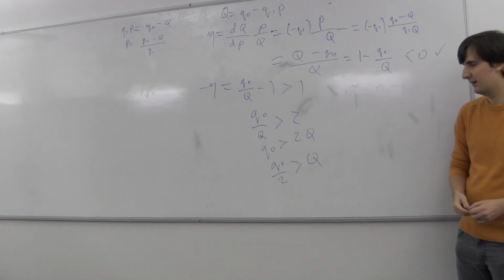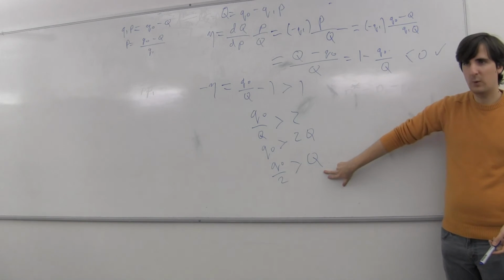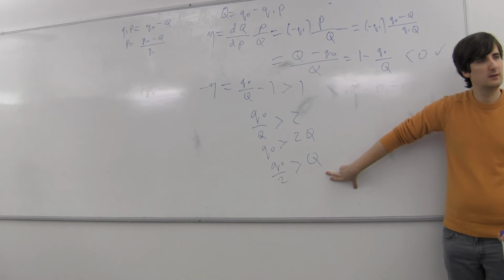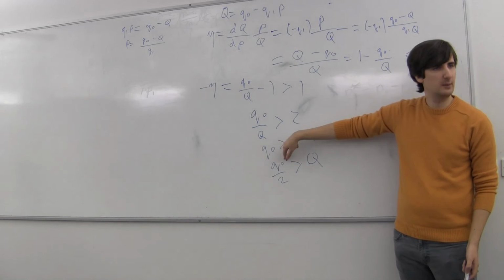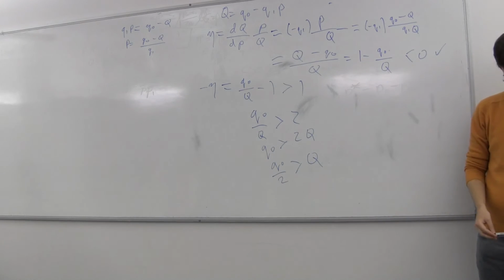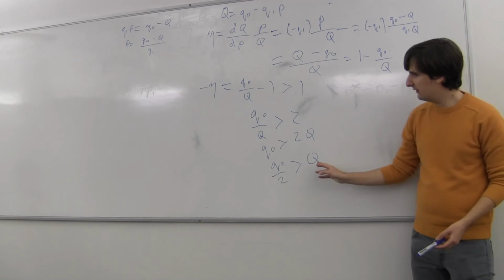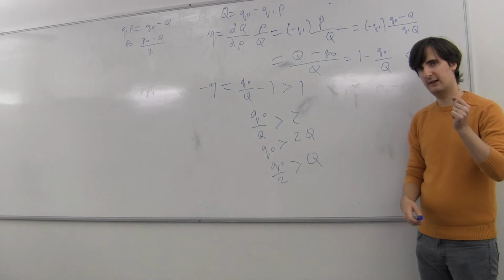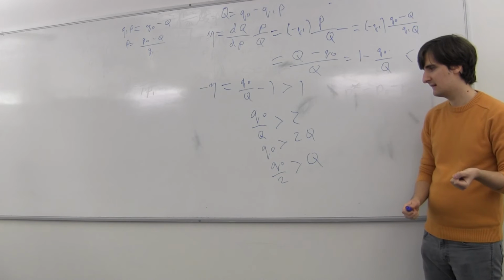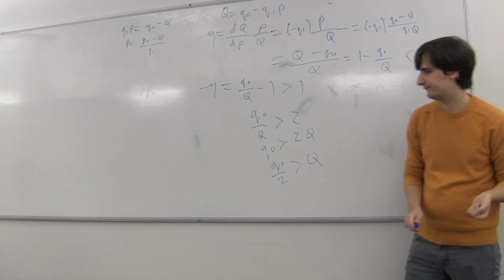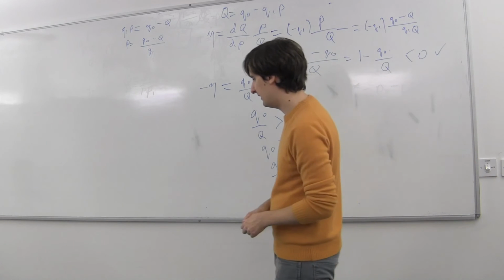Okay, so it's going to be elastic when quantity is small. In particular when quantity is less than half of the maximum quantity they will ever consume. So if quantity is small enough, then demand is elastic. Does that make sense?